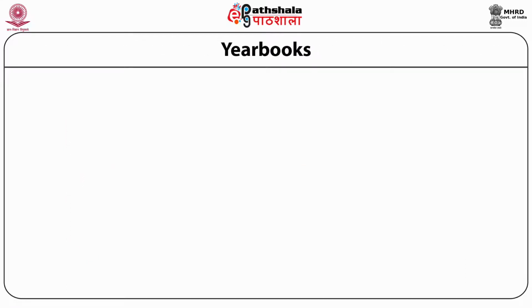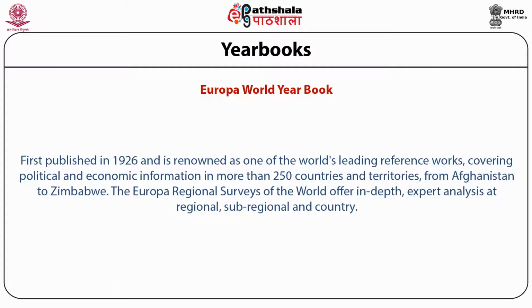Here are some examples of yearbooks. Europa World Yearbook. It was first published in 1926 and is renowned as one of the world's leading reference works covering political and economic information in more than 250 countries and territories from Afghanistan to Zimbabwe. The Europa Regional Survey of the World offers in-depth expert analysis at regional, sub-regional, and country level.